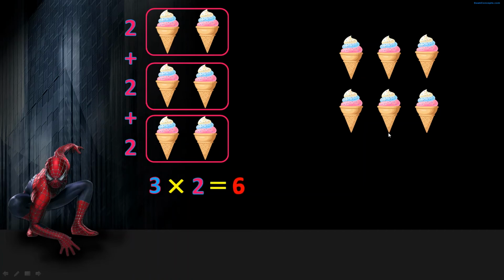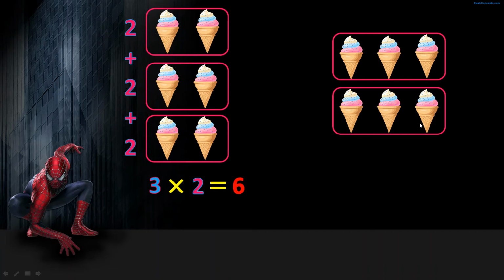What about this one? This time I have 2 rows. 2 rows have 3 cones in each. So 3 plus 3. Can you form the multiplication equation? I repeated number 3 two times. So it will be 2 times 3 equals 3 plus 3 equals 6. So 2 times 3 equals 6.